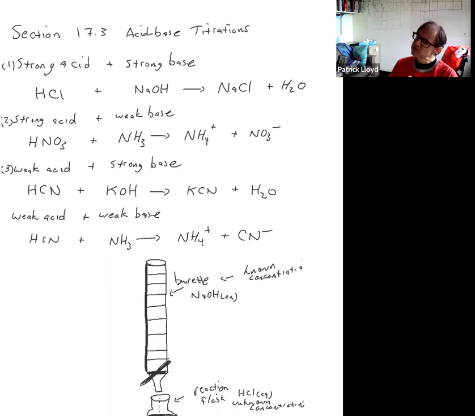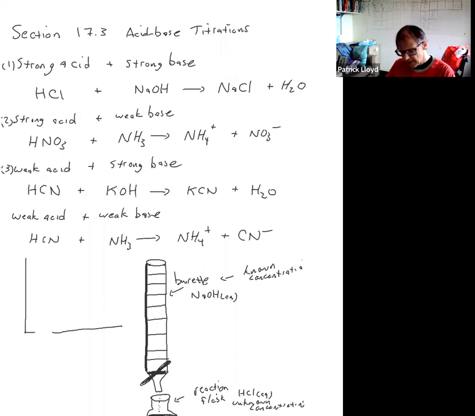Now keep in mind, we could do the opposite. We could put the base in the flask and add acid to it from the burette, right? We're just reversing the direction. If we had base in the flask initially, the solution would be basic. And as we add acid to it, it would become less and less basic. So let's take a look at essentially what happens.